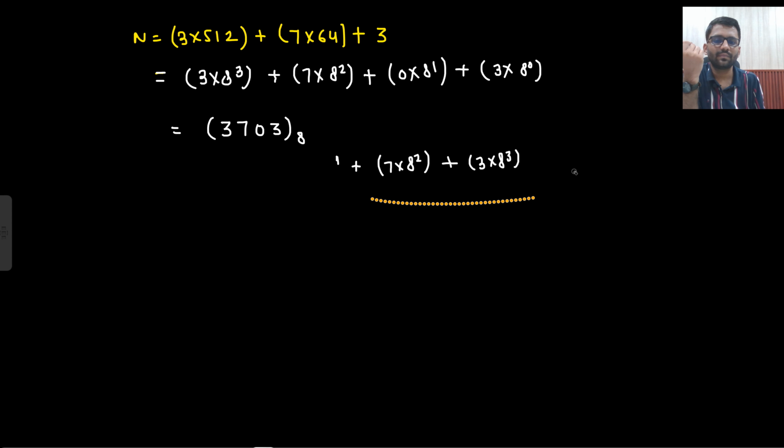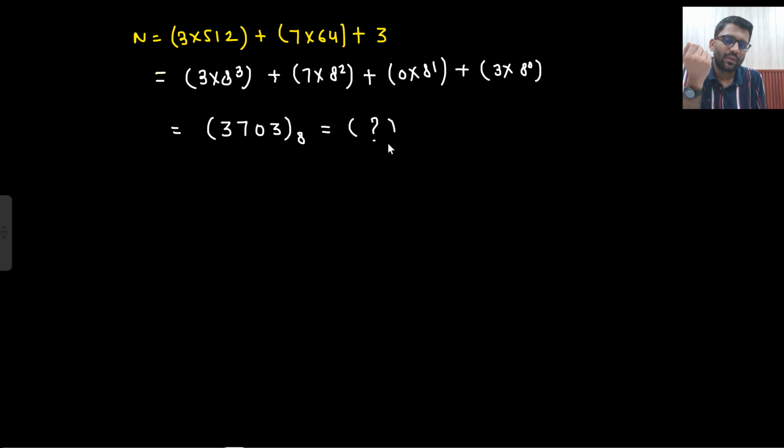Now I am going from here to base 2. That means this 8 is 2 to the power 3. So I need to denote all the numbers in 3 bits. So 3 can be denoted as 0, 1, 1. 7 can be denoted as 1, 1, 1. 0 can be denoted as 0, 0, 0. And this 3 can be denoted as 0, 1, 1.